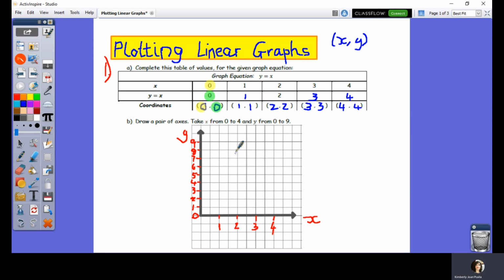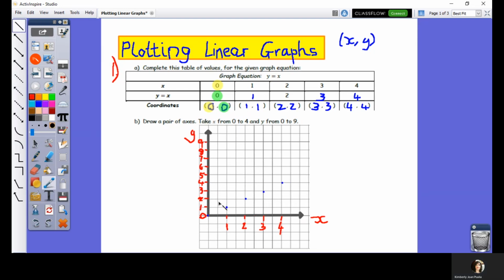We can now plot the points. So we have 0, 0, which is here, the origin. Then 1, comma 1. 2, 2. 3, 3. And 4, 4. And there, when you have your points, you can join the points together using a ruler and a pencil to form your straight line graph.